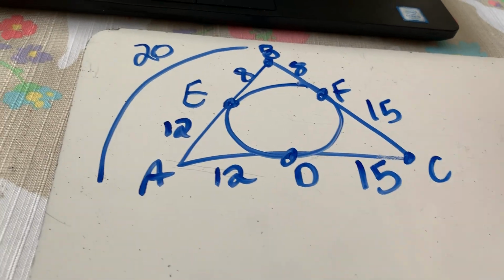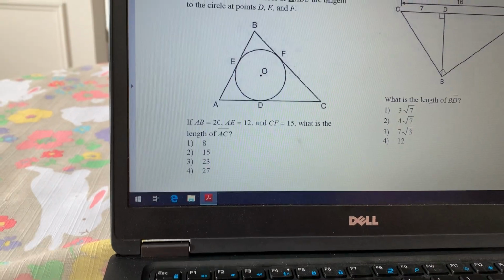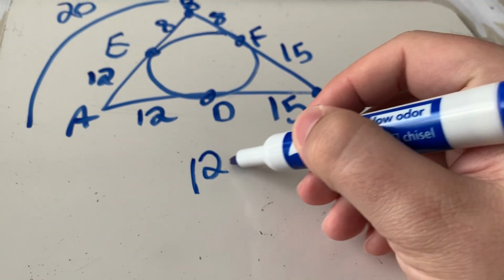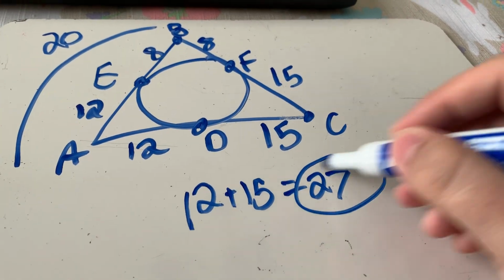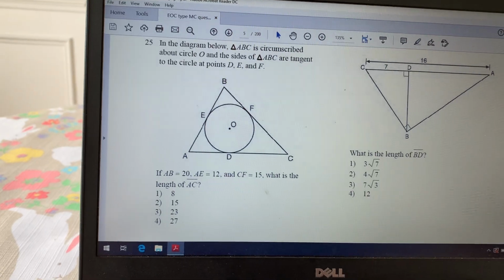What's the length of AC, the whole thing on the bottom? Well, now it's easy: 12 plus 15, which is 27. So that is answer choice 4. Let's actually write it out so y'all can see it. So answer choice 4.